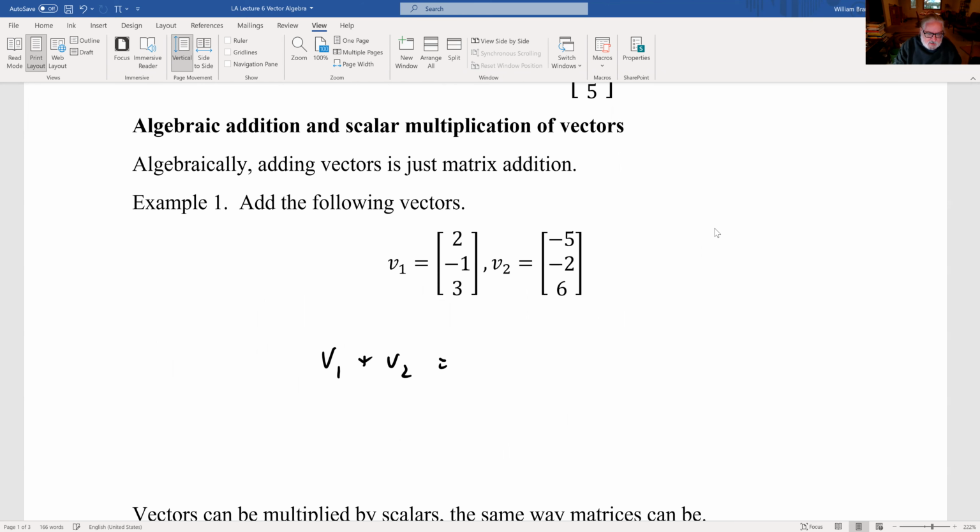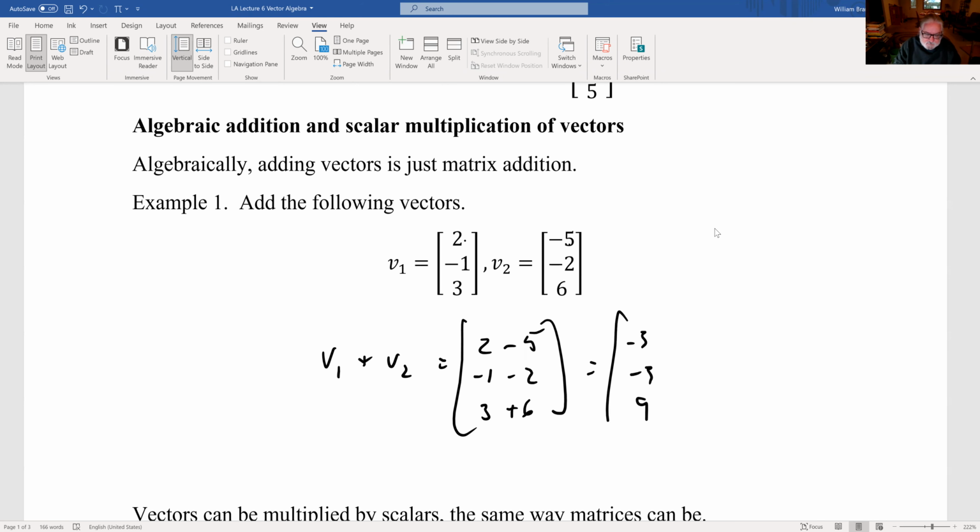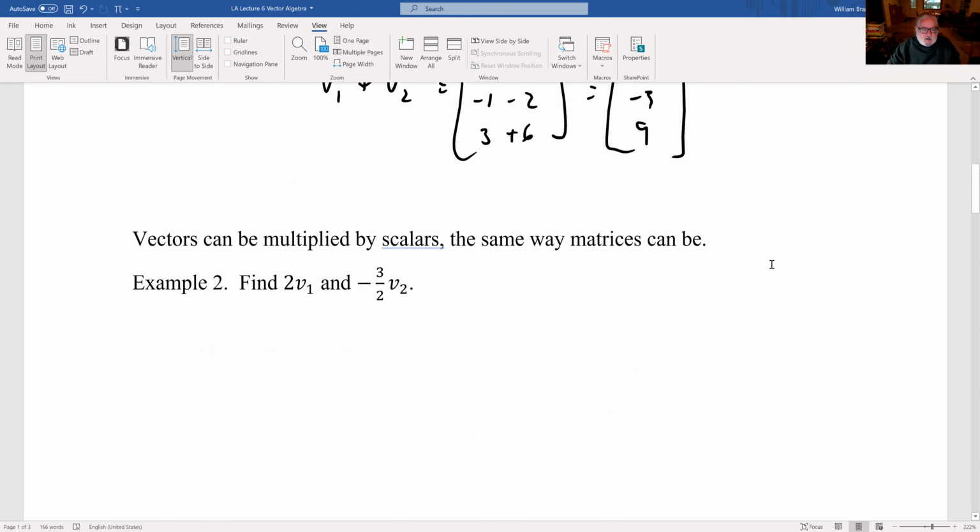When you add two vectors, you just add the components. So 2 plus minus 5, minus 1 plus minus 2, 3 plus 6. And that's going to give you minus 3, 9. So adding is pretty easy. You just add the corresponding numbers. Multiplication is also pretty easy.